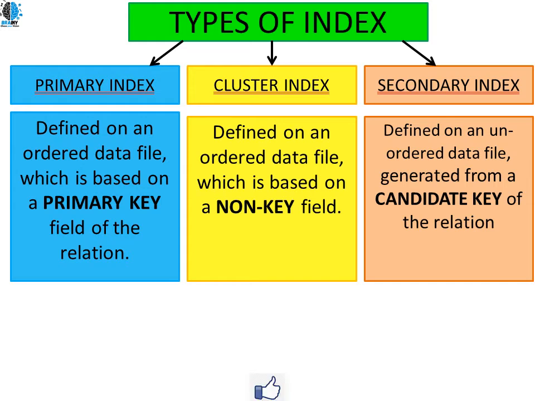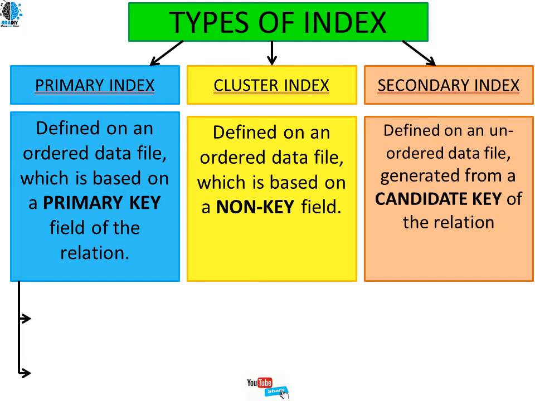That is because we don't have keys there. In primary, we have a primary key. In cluster, we don't have a key, but the data is ordered. In secondary, data is unordered and we also don't have a key.